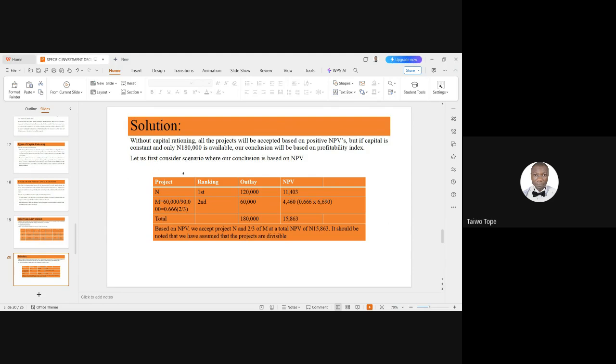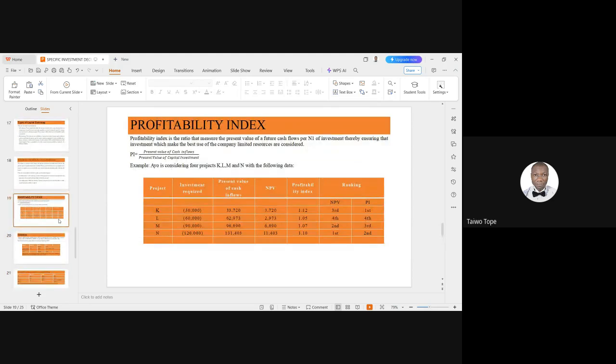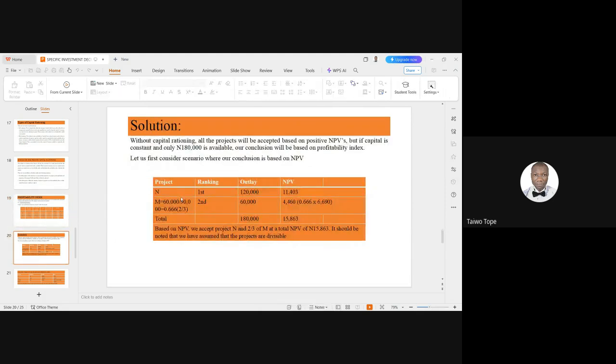Now, based on ranking, project N is ranking first in terms of NPV. And how much do we need to invest in project N? The initial capital outlay is 120. So, out of 180, if we use 120 to invest in project N, how much do we have left? We have 60.